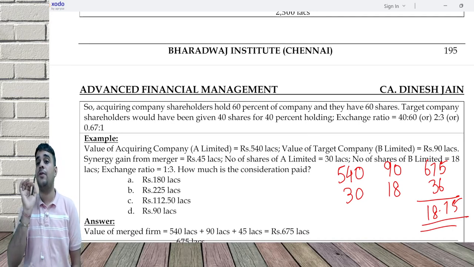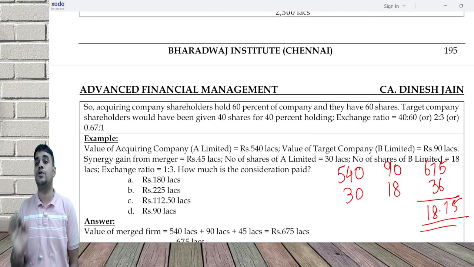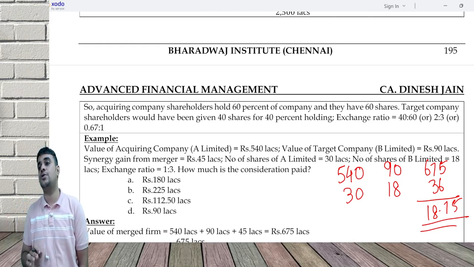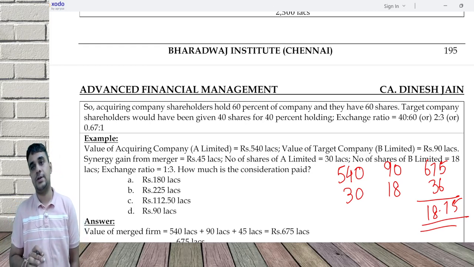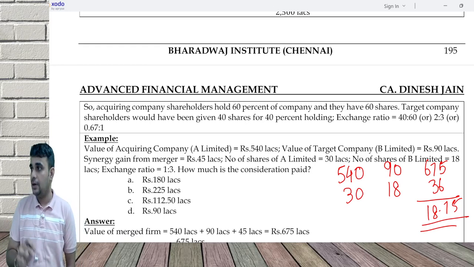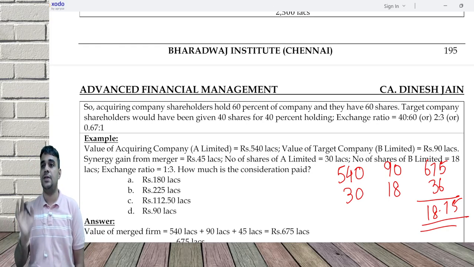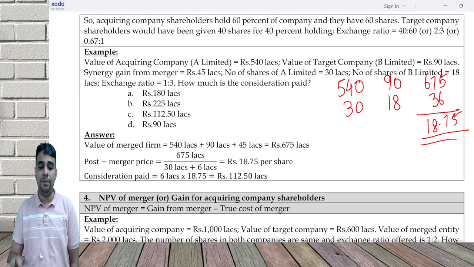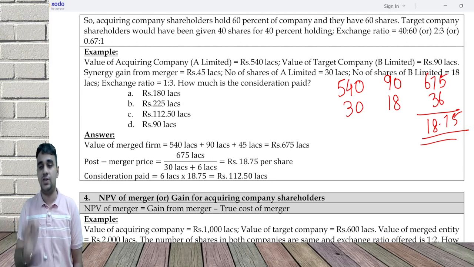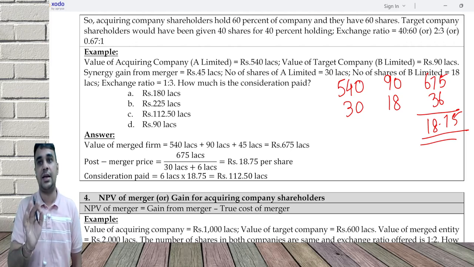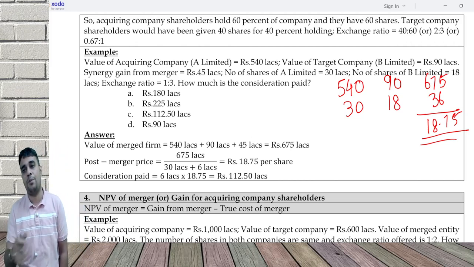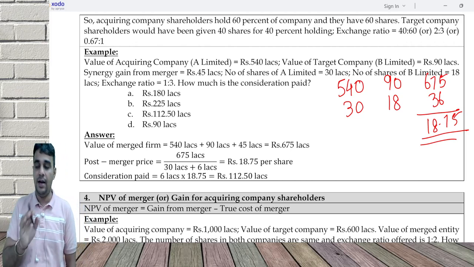Consideration paid is number of shares issued into post merger market price. Number of shares issued is 6 lakh. Post merger market price is 18.75. So 6 into 18.75. Again, I'm repeating, if somebody wants to understand the crux of this chapter, concept 2, 3, 4 and their MCQ is sufficient. That's the crux analysis. For problem solving, I need to explain other things. Any doubts on this?